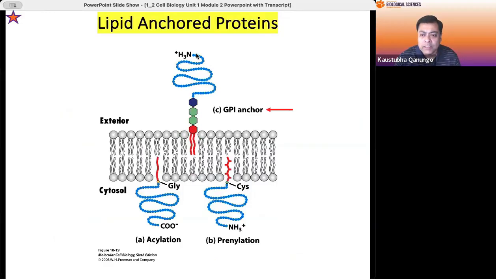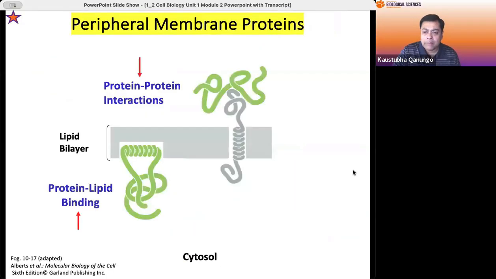So right here, you can see that the blue portion is the protein. This is the core polysaccharide, mannose and glucose, and this is your phosphate and the fatty acid tails. This is your GPI anchor. So that's very important. All right. So after that, let's see what it is.